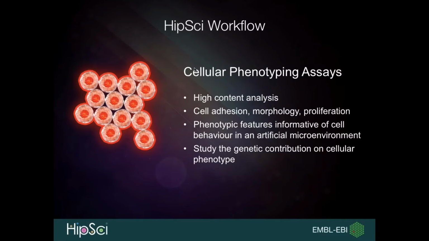The cell lines are also shipped to King's College in London. King's are a partner of the HipSci project. And at King's, they're doing some exciting work. They have a high content analysis phenotyping platform for these cells. And they're looking at features such as cell adhesion, morphology, and proliferation on a high throughput level. They're looking at phenotypic features informative of cell behavior in an artificial microenvironment. And this is all about studying the genetic contribution to the cellular phenotype.